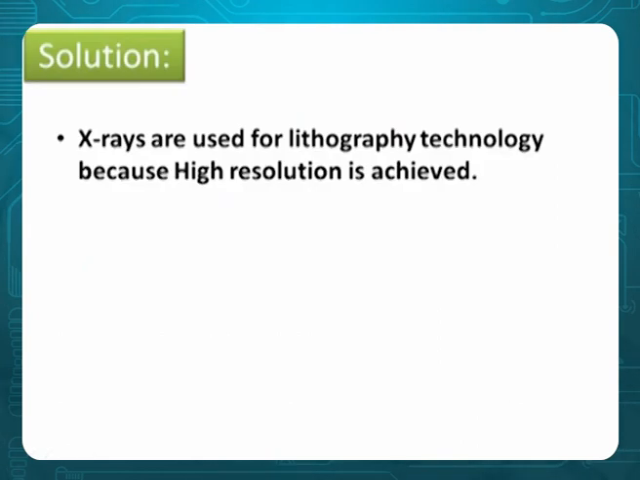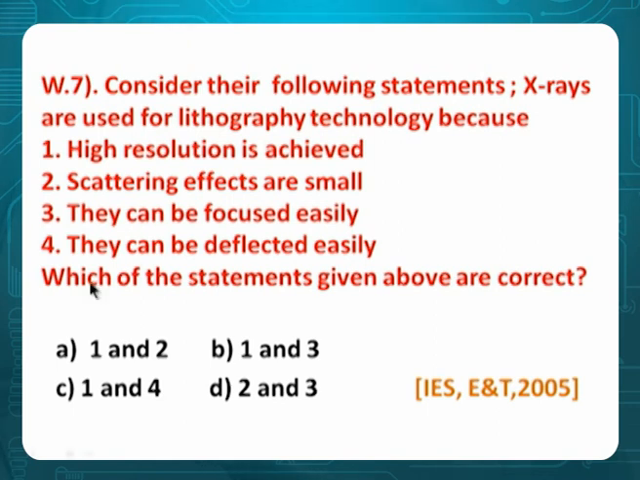So look here. X-rays are used for lithography, as I already made clear, because high resolution is achieved. So the option is A. What is A? Look here: 1 and 2. High resolution is achieved, scattering effects are small. Because of the first and second, X-rays are used. So nowadays X-rays are preferred even compared to other lithography technologies.